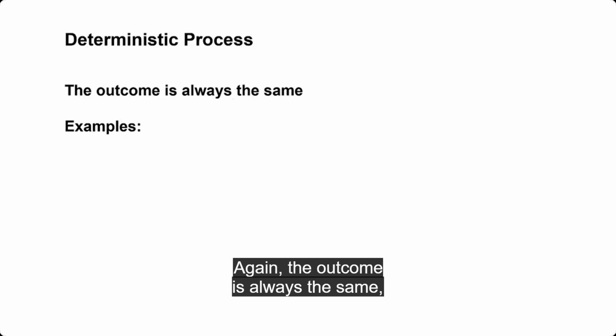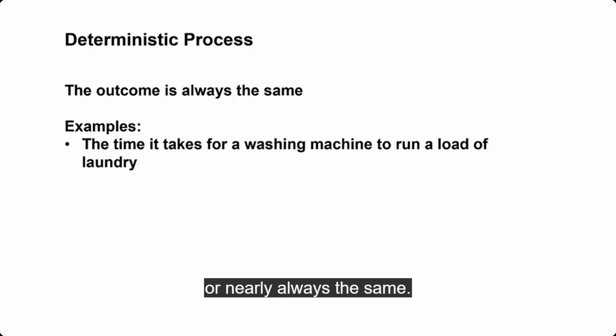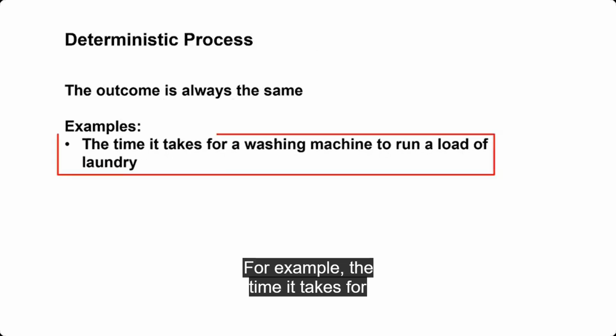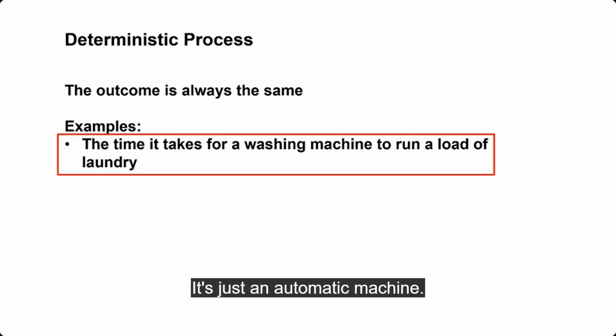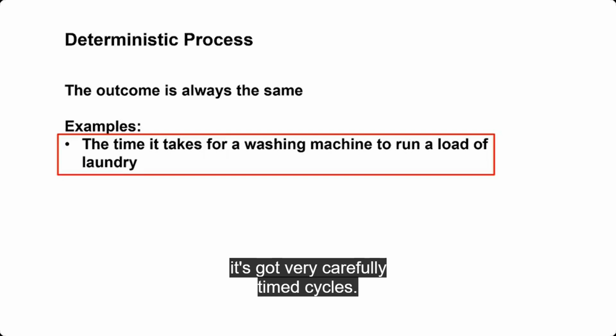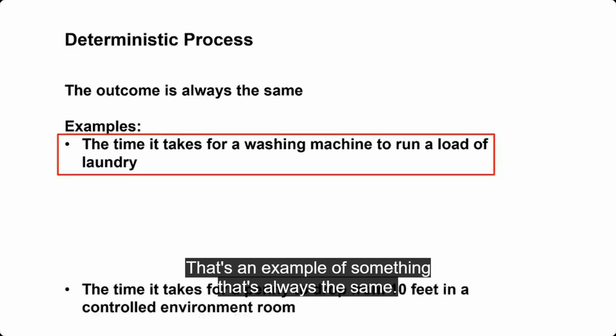Again, the outcome is always the same or nearly always the same. For example, the time it takes for a washing machine to run a load of laundry. It's just an automatic machine doing its thing. It's got very carefully timed cycles. So that's an example of something that's always the same.